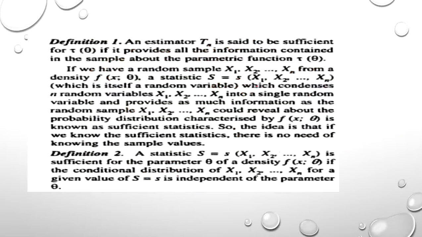Now we can go to sufficiency. This is the most important and confusing estimator property. See, an estimator Tn is said to be sufficient for tau of theta. This is definition 1: it provides all the information contained in the sample about the parametric function tau of theta.